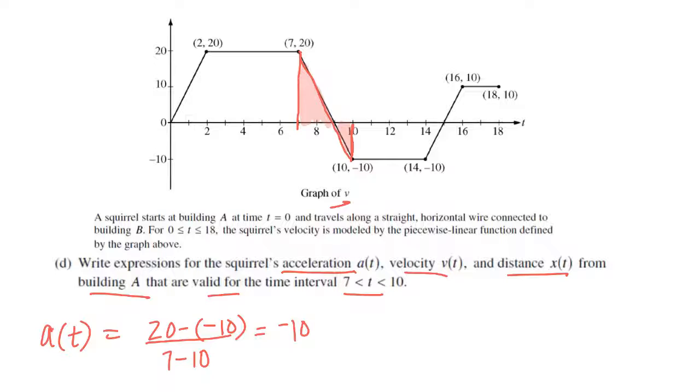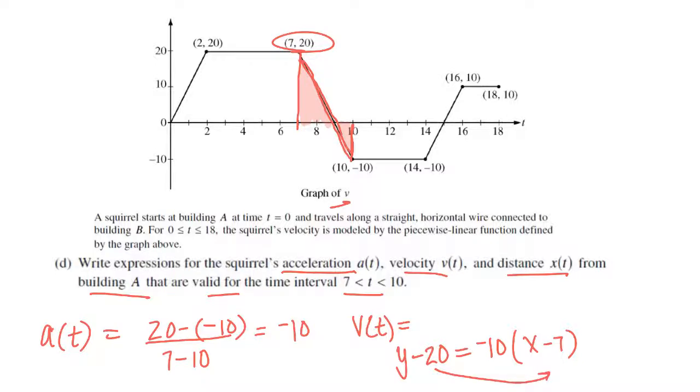Now for the velocity here, let's see, what do we need for that? Just an expression. So we need the equation of this line segment. And so for our velocity, v at t, we need the equation of that line. So we can pick a point on it. It's not going to matter which one. I'll just pick that point up there. So we're going to say y minus y1 equals our slope, which we just found, times x minus x1, so x minus 7. And so to finish this out, solve for y, we're going to add 20 over, and you can leave it like this: negative 10 times x minus 7, and then plus 20.